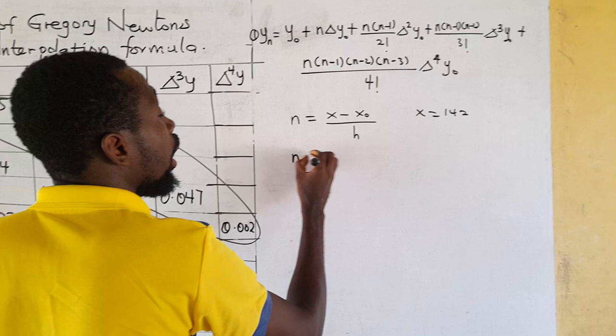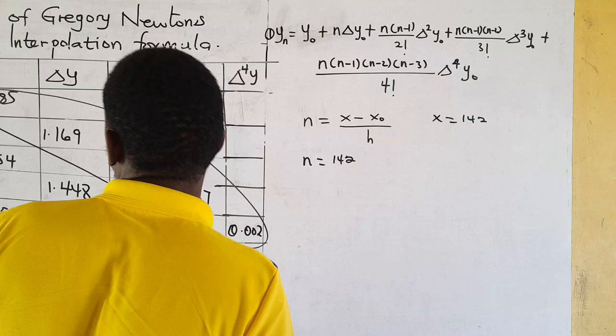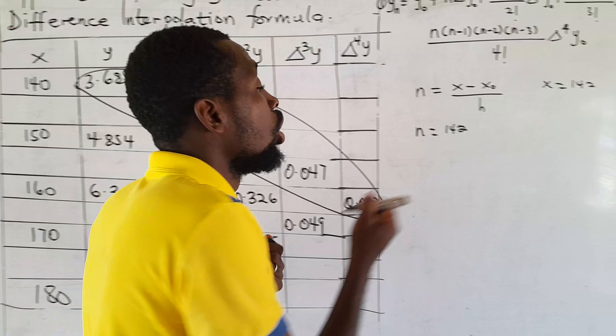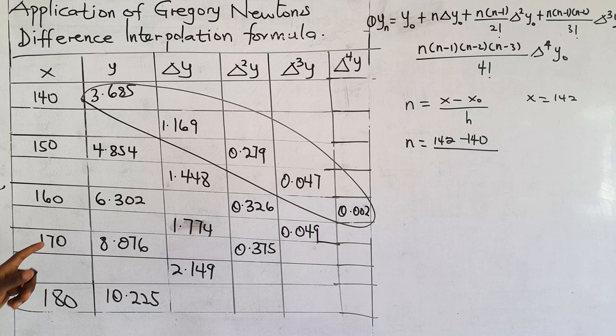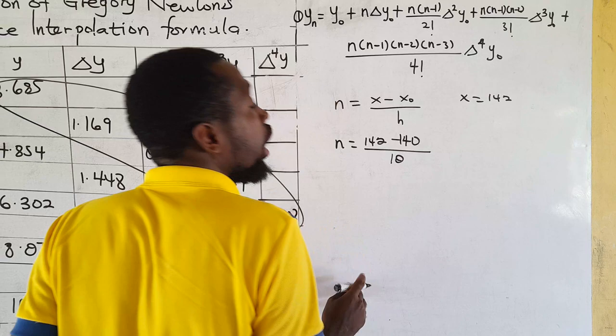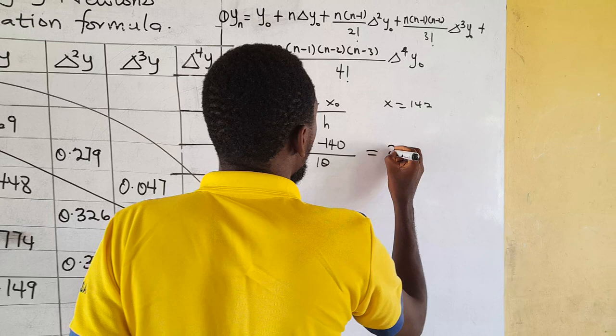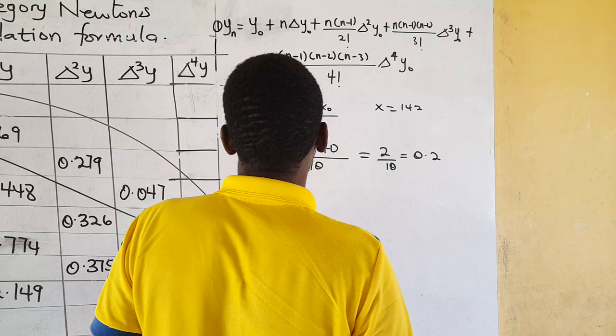Remember, what will be our x naught? When we are using forward difference, the x naught will be the first value of x here. So that's 140. So minus 140. And the difference between the x values is what? The difference between 140 and 150 is 10. 160 and 150 is 10. 170 and 160, like that. They are all 10 apart. So that means h is 10. So over 10. So this will be equal to 142 minus 140. We'll get 2 over 10, and 2 divided by 10 is 0.2. So that means our n is 0.2, and we know this value.